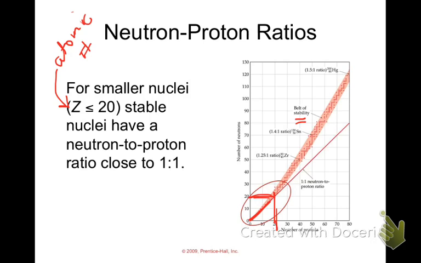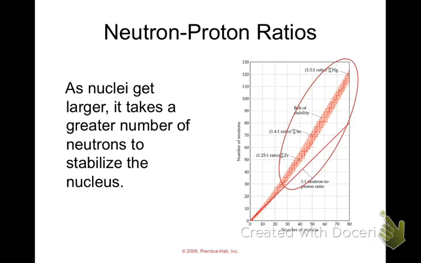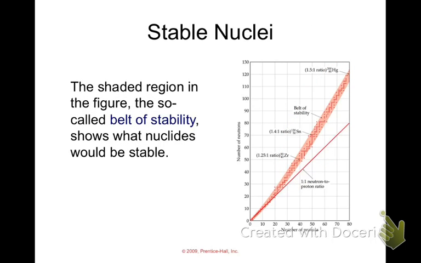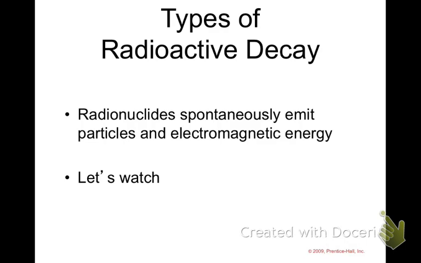Isotopes that are outside of that belt of stability are going to react nuclearly to get to that belt of stability. Okay. But if you notice, that belt of stability for elements with 20 or fewer protons is about a 1-to-1 neutron to proton ratio. Okay. As the nuclei get larger, it takes a greater number of neutrons to stabilize that particular nucleus. And that belt of stability, again, shows us what those ratios are.